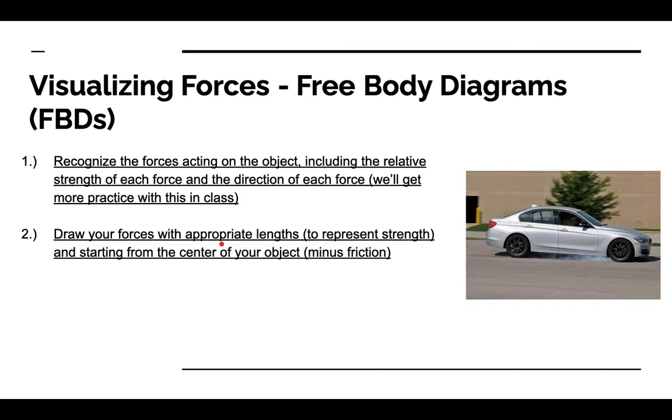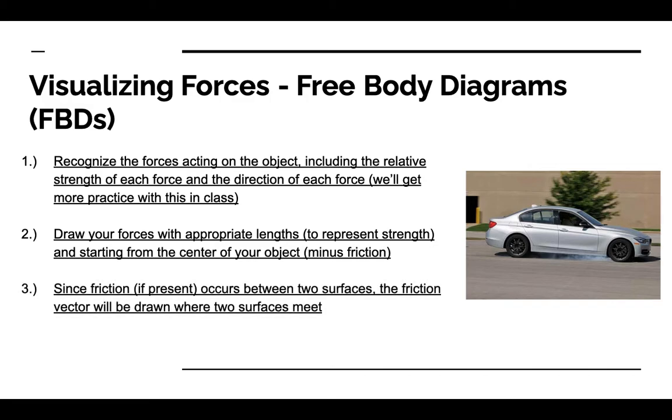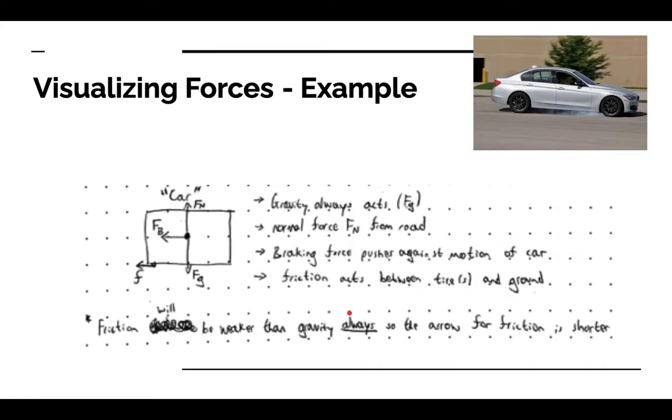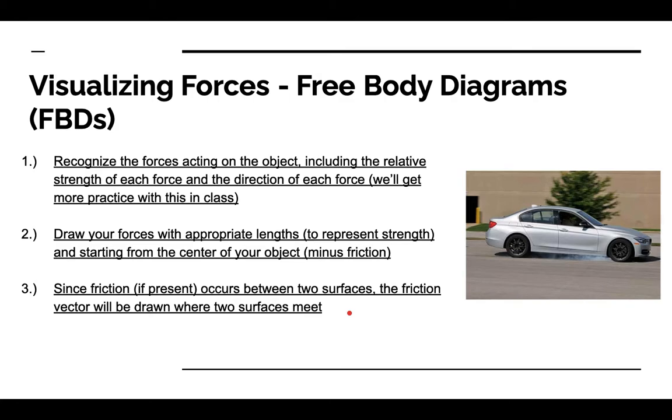So when we want to draw our forces with appropriate lengths, in order to represent the relative strengths of our force vectors, friction would generally tend to be weaker than, say, the force due to gravity, so we would draw friction as a shorter arrow than the force due to gravity. We'll see this in an example in a bit. And again, like I just said, if friction occurs between two surfaces, the friction vector will be drawn where the two surfaces meet. Oh, and those are the 3 points here. All right, so let's see what those 3 points look like in action.